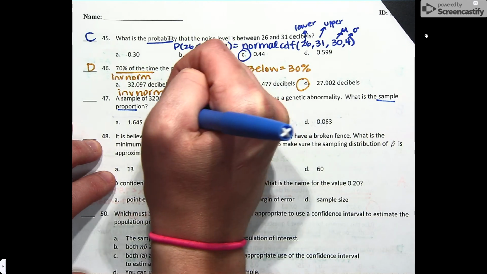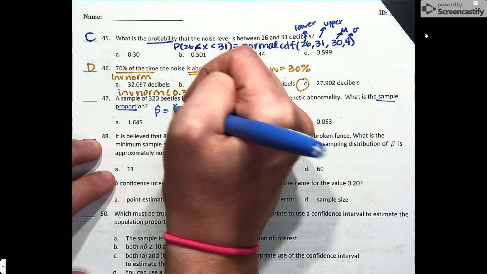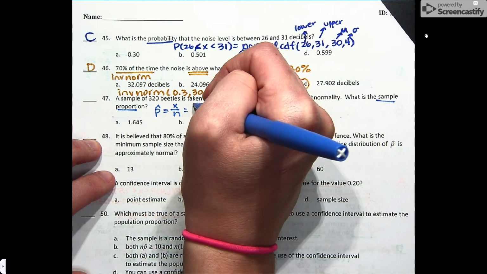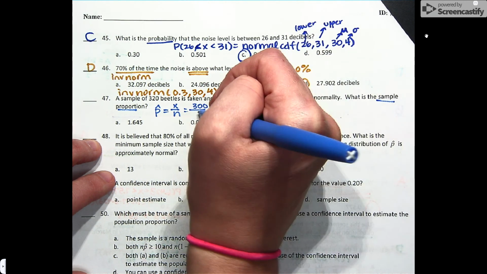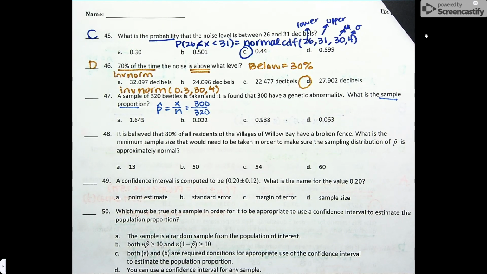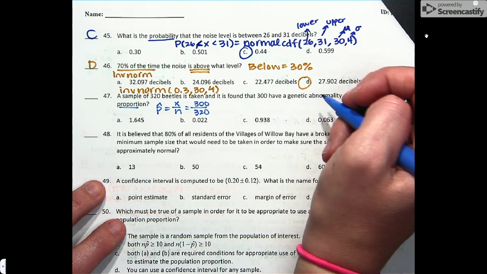Okay, sample proportion, remember, is p hat. And the way we calculate p hat is x over n. So you take how many it actually happened to, so number of desired events, I guess, which is 300, divided by our total sample size, which is 320. And that's how I get our sample proportion of 0.938.